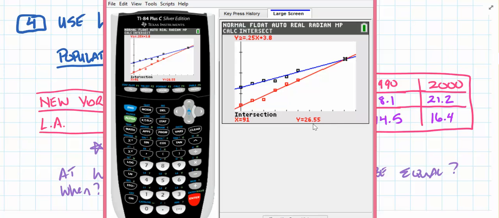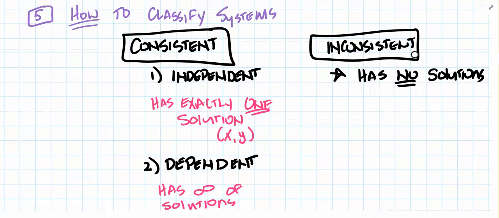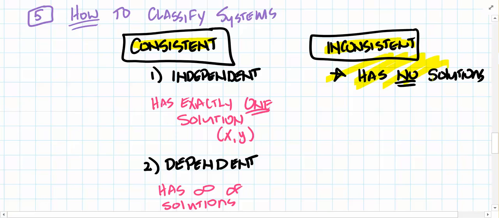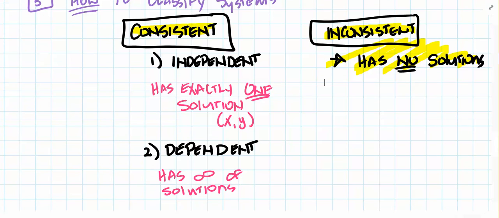Okay, 2 more quick boxes to go. Here we go. There are 2 ways we can classify a system. It can either be inconsistent or it can be consistent, all right? So we're going to start classifying these as either consistent or inconsistent. If a system is inconsistent, well, then it's pretty basic. It has no solutions whatsoever. However, if a system is consistent, it is either going to be an independent or a dependent system. So independent means it has exactly one solution, like an x and a y that intersect. Dependent means it has an infinite amount of solutions.